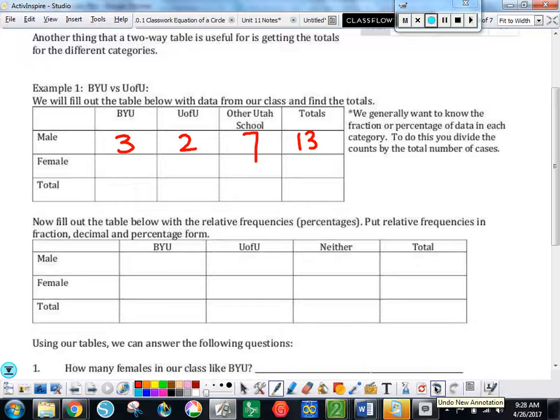I know standing up's really obnoxious, but if you are a BYU fan, stand up, please, so we can count it easier. University of Utah fan. Still just 2. So that would mean that 8 are choosing another Utah school. What other Utah schools are we choosing? We don't care. We're just going to pretend.